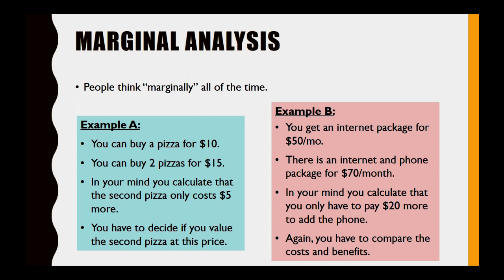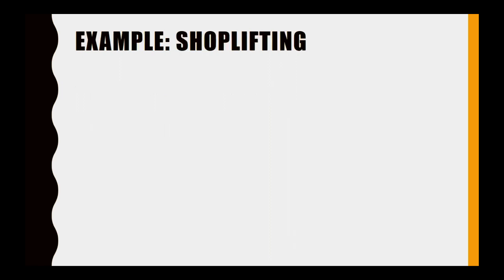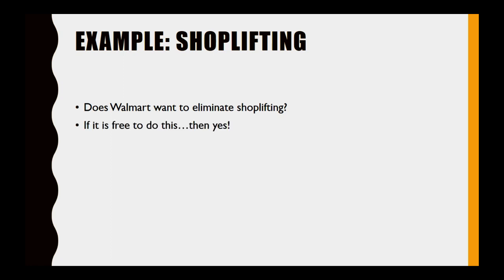So I'm not done. We haven't really illustrated a decision rule. Right now we're just thinking marginally. So let's do another example that might be a little bit more sophisticated, and this is the idea of shoplifting. So guys, does Walmart want to eliminate shoplifting? Do they do things to actively eliminate shoplifting?